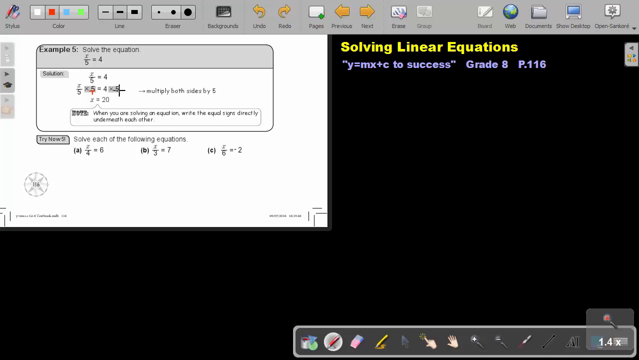So 4 times 5, that will be 20. Now I want you to test it again. So 20 divided by 5, that will be equal to 4.